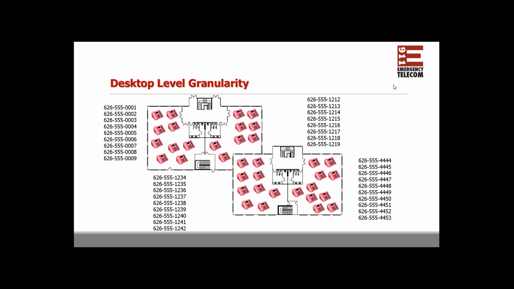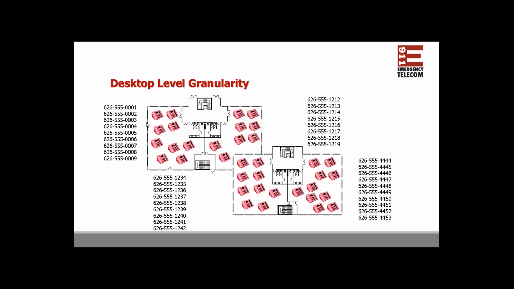And so one of the first things that you really need to consider when you're implementing an enhanced 911 solution is what kind of granularity do you want to be transmitting to the PSAP, and also what type of granularity do you want to be giving to those people on site. The old school way of doing things was desktop level granularity, where each individual phone had its own unique identification as far as where it was. So you could go all the way down to a room level.